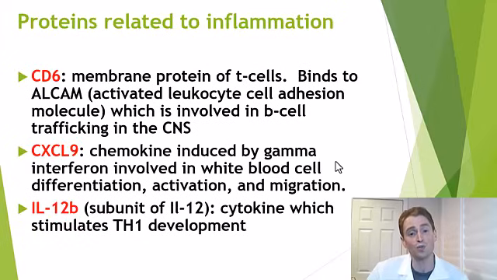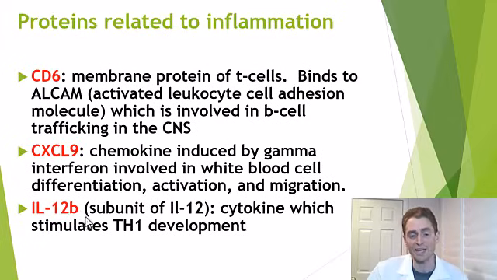Interestingly, it's induced by gamma interferon. Gamma interferon is another protein which was once studied as a treatment of multiple sclerosis, but it actually ended up making MS worse. So it makes sense that elevation of this chemokine could be bad for people with MS. It's involved in white blood cell activation.